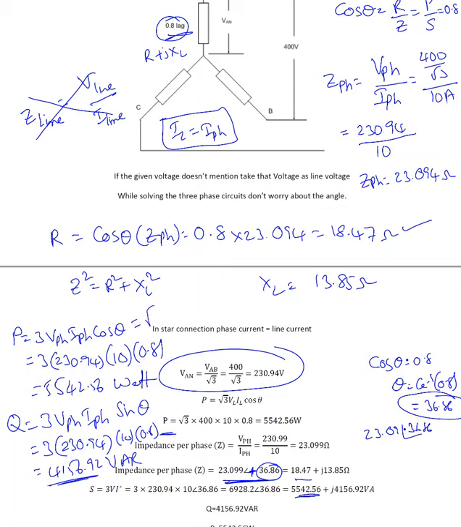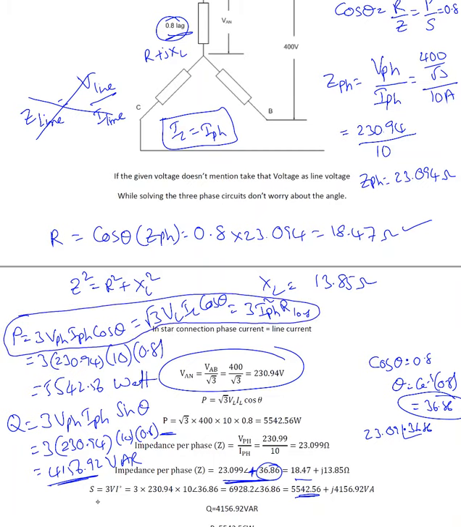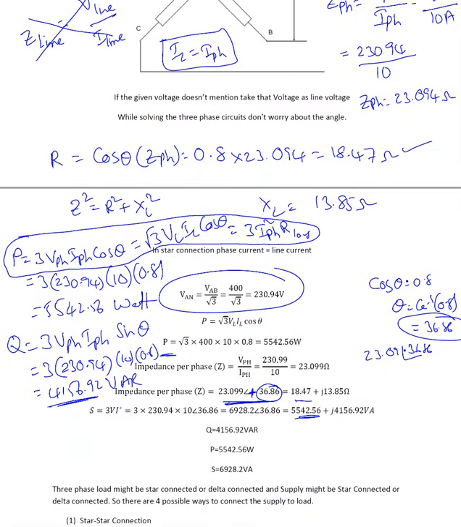You can use another formula for P and Q, which is square root of 3 VL IL cos theta, or you can use 3 times IPH square times R load. To find P value, you can use any one of these 3 formulas. Here I use different methodology. So I found S value.